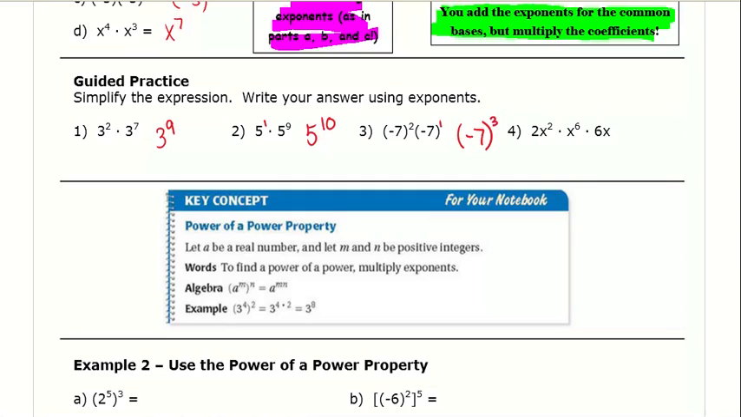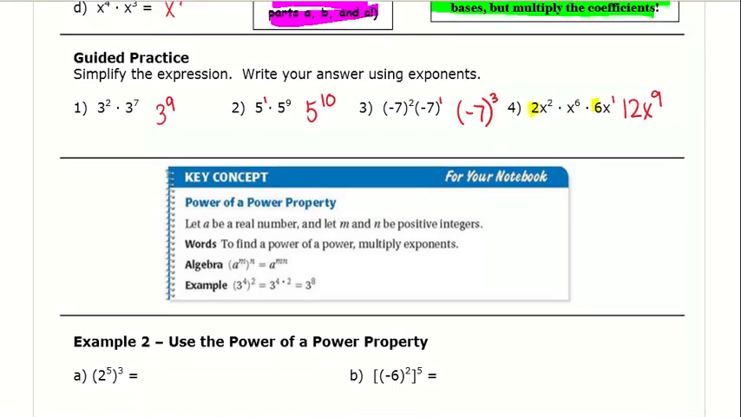On this one here, we're going to multiply our coefficients together. 2 times 6 is 12, and with our x's, we have exponents 2, 6, and 1. Adding those together gives you 12x to the 9th. And that's our first property.